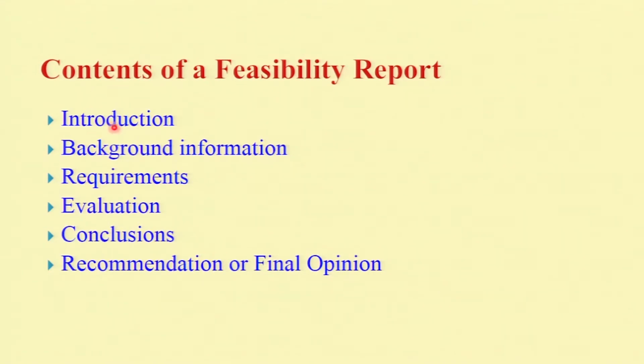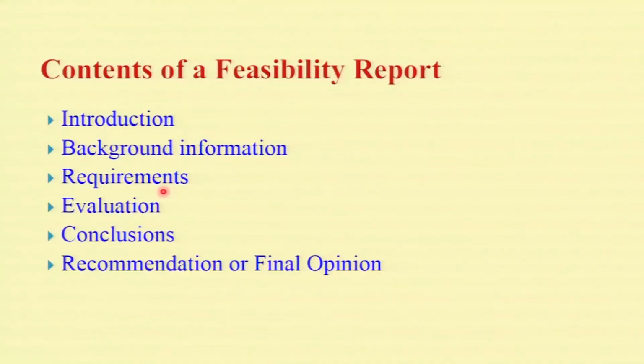Then next is about the contents of a feasibility report. My dear students, let us see what are the contents that should be made available in a feasibility report. The first and foremost content is that any feasibility report should have an introduction. Then it should have the background information. Background information will carry what are the similar projects that are available in the market, what sort of advantages this particular product, whatever you are going to develop, will be having, and what sort of market value an already existing product has. So all those details are available in this background information.